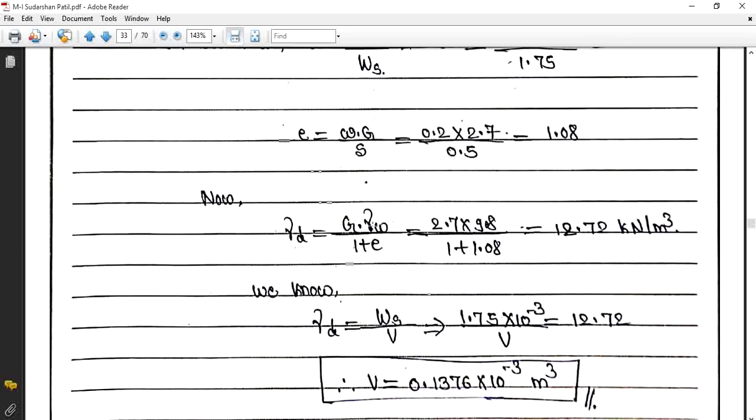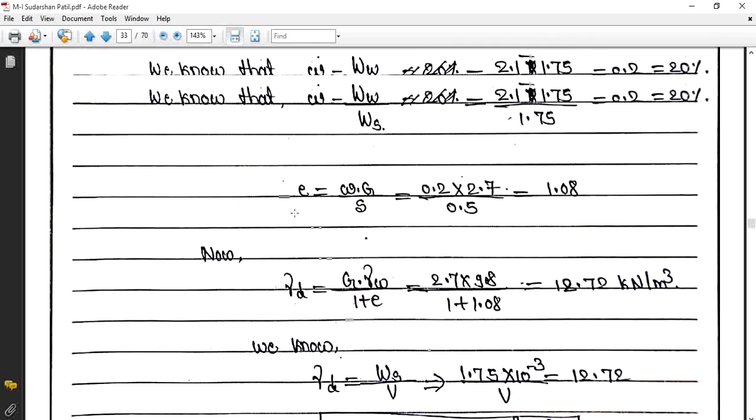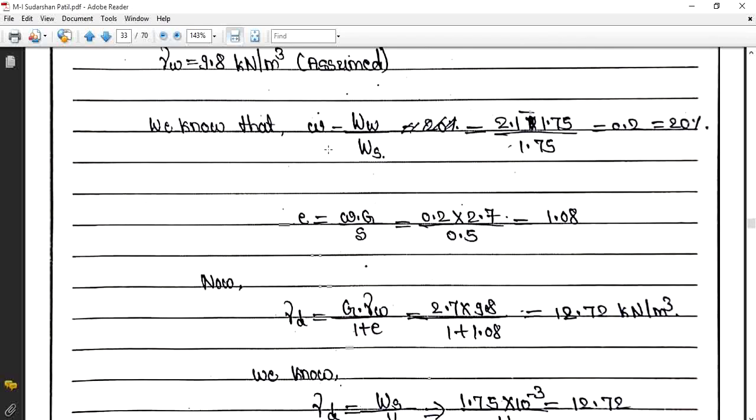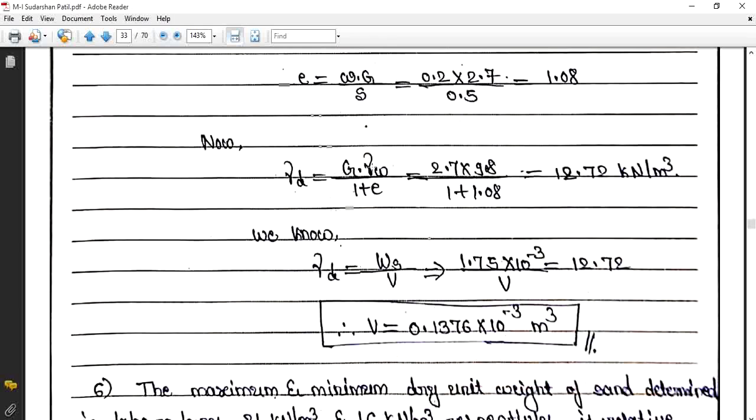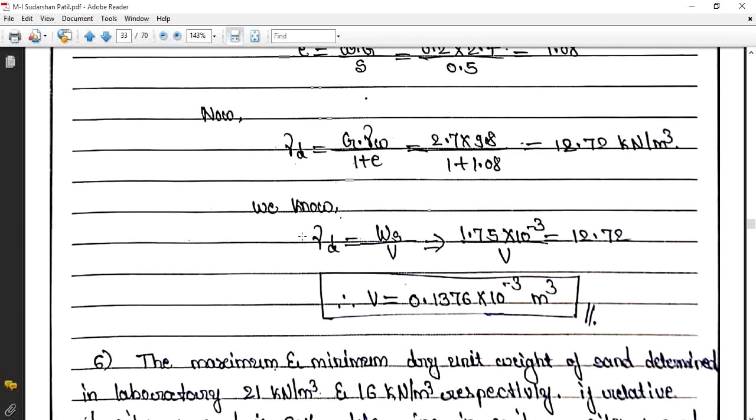Gamma d is equal to G into gamma W divided by 1 plus e. This is the formula which we have. So the dry unit weight is G into gamma W divided by 1 plus e, which is 2.7 into 9.81 divided by 1 plus 1.08, that is 12.72 kilonewton per meter cube. You can see over here gamma d is equal to weight of soil solids divided by total volume, which gives us 12.72. So the total volume is equal to 0.1376 into 10 to the power minus 3 meter cube.